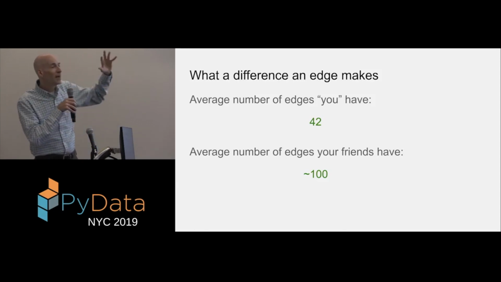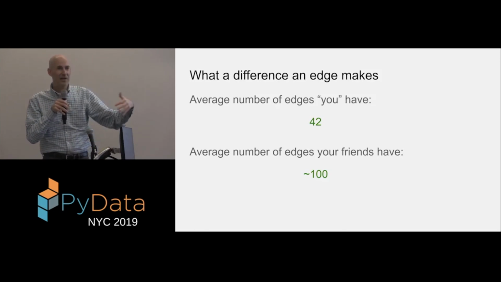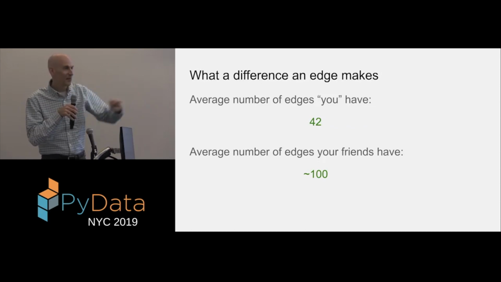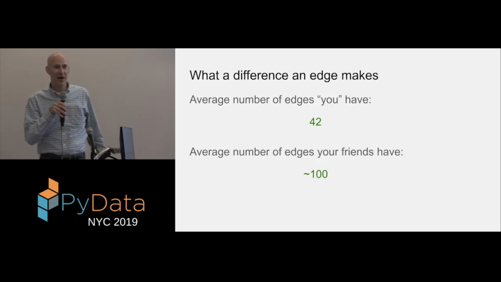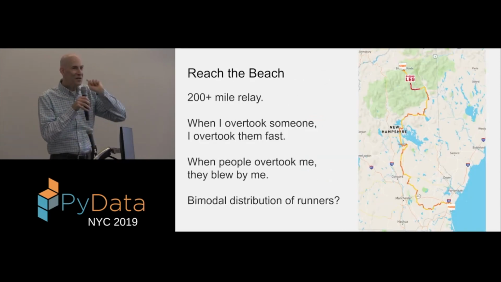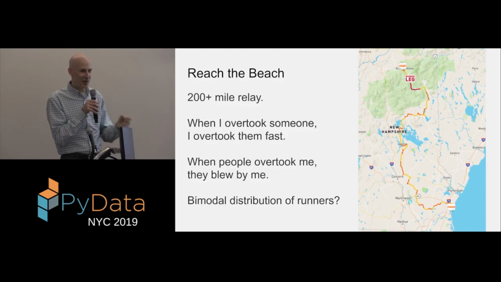In this example, the actual average is about 42 friends per person. But if I do this pick a person and then sample a friend process, the average is about 100. So a really big difference. Once you know about this, you start seeing it everywhere.